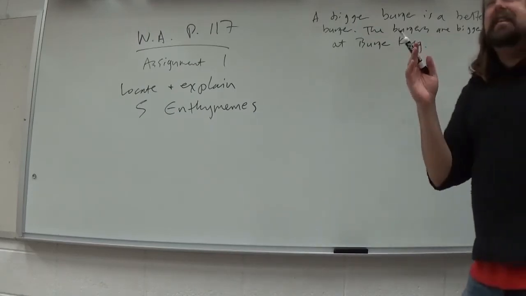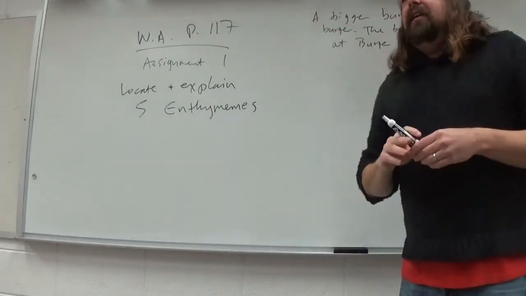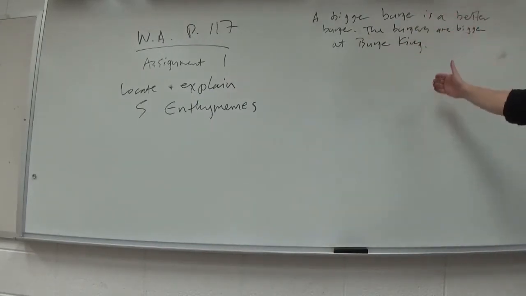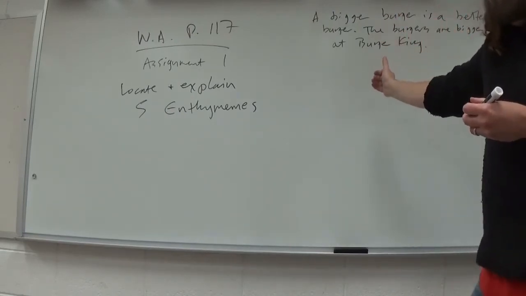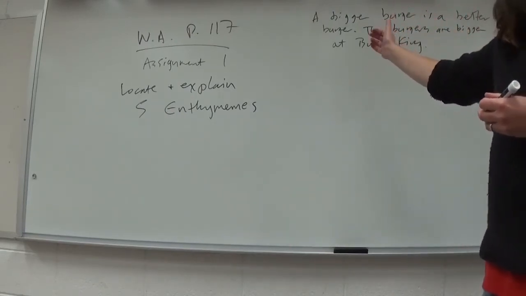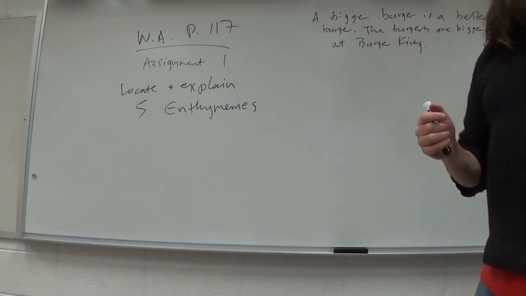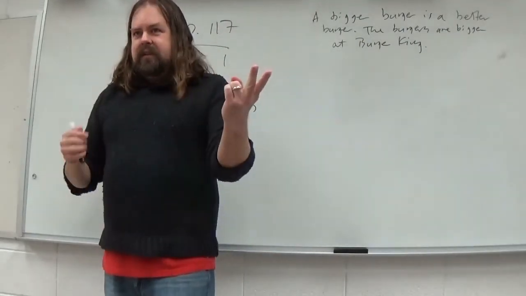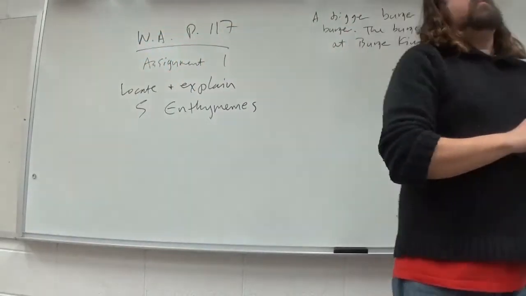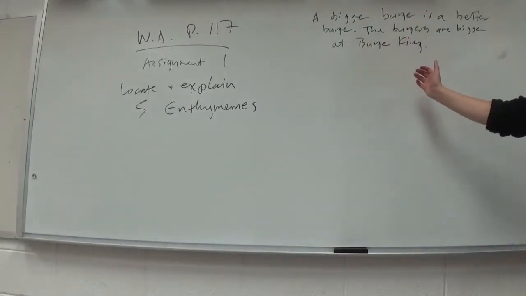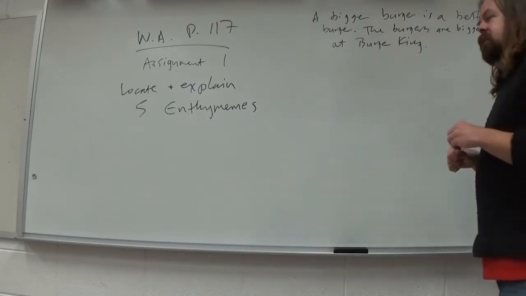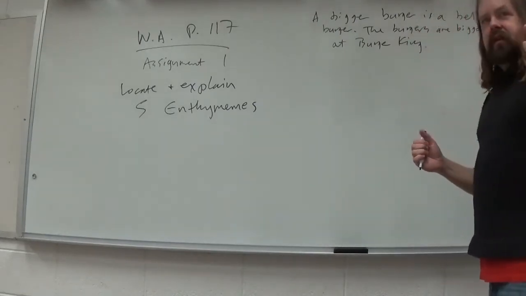Exactly, yes. That's the implied premise. All it says is that the burgers are bigger at Burger King, so it leaves out the conclusion of the syllogism. The ad is constructed as a syllogism. A bigger burger is a better burger is your major premise. The burgers are bigger at Burger King is your minor premise. And the conclusion, which the ad allows you to come to yourself, is that the burgers are better at Burger King. Do we see how this works?